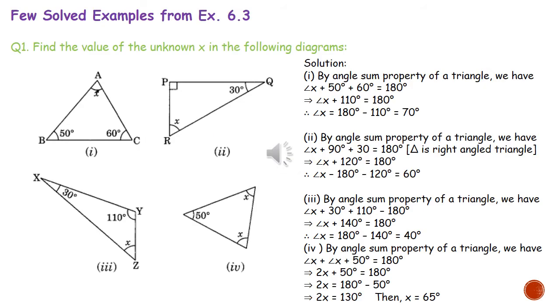Let us solve some examples from exercise 6.3. In these sums, we have to find out the value of unknown angle x. Figures are given. So in the first figure, we can see that in triangle ABC, x plus 50 plus 60 will be equal to 180 degree according to angle sum property. So if we calculate, x plus 110 is equal to 180 degree, x is equal to 180 minus 110, that is equal to 70 degree.